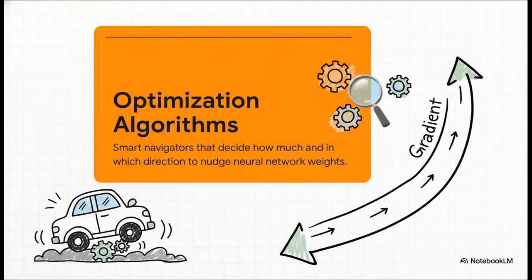So what are these navigators? Well, formally, the source material refers to them as optimization algorithms. Their one and only job is to decide exactly how much and in which direction to nudge a neural network's weights. They figure this out by looking for the gradient, which is essentially just a steepest downhill signal. Without these algorithms acting as our engine, our AI vehicle, it'd be completely stuck or moving agonizingly slowly.